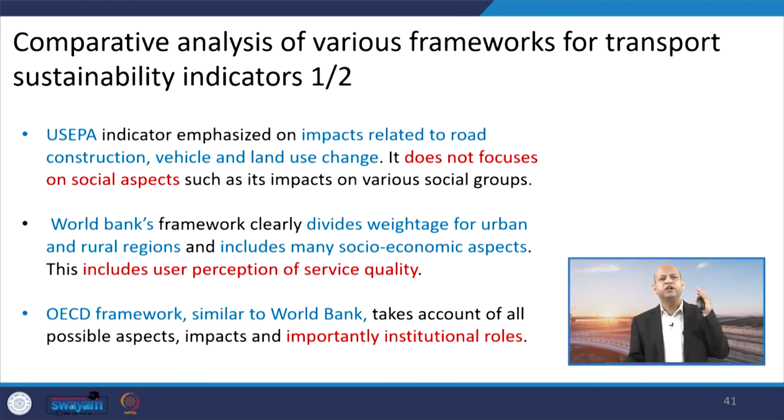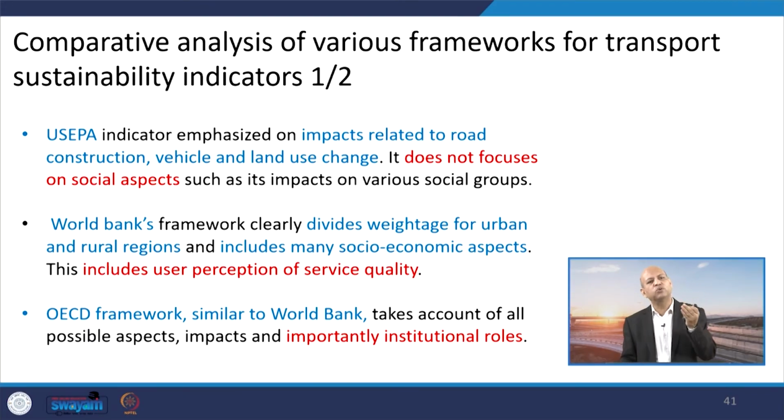When we talk about comparative analysis of the various frameworks which we have discussed, proposed by the World Bank, EU, OECD, etc., when we compare these frameworks, we conclude that the US EPA indicators emphasize impacts related to road construction or vehicles and land use change. It does not focus much on social aspects such as impacts on various social groups. Okay, this is one feature. The World Bank's framework clearly divides weightage for urban and rural regions and includes many socio-economic aspects, and this also includes user perception and service quality.